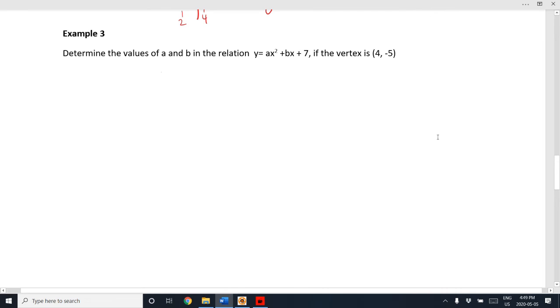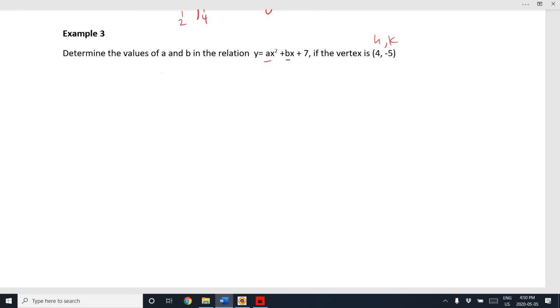And this is example 3. Just a warning, this is a kind of complicated question. And it's a thinking question. So we're going to figure it out. We're going to go step by step, and hopefully when you come across a question like this, you'll be able to answer it. So we want to determine the values of a and b here in this equation. We don't know what they are. And we do know that h and k, our vertex, is located here at 4 and negative 5.